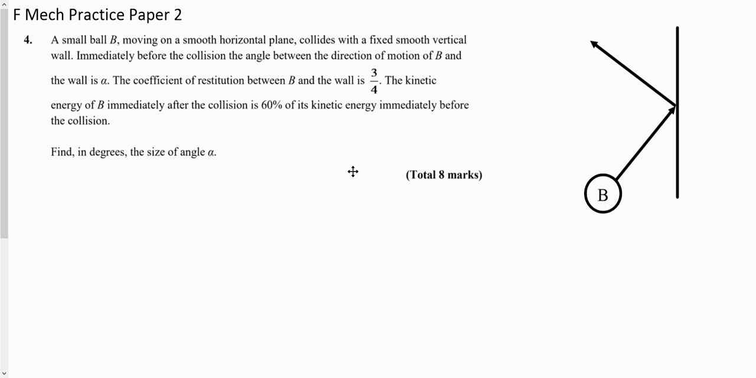Right, so we've got a ball moving on the plane and it's going to collide with the wall. And what we're trying to find is the initial angle, which they've called alpha. We've also been told the coefficient of restitution. Now when you approach these problems, you want to introduce as few variables as possible.